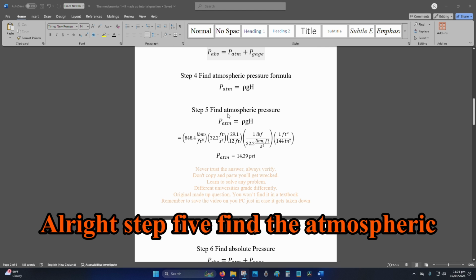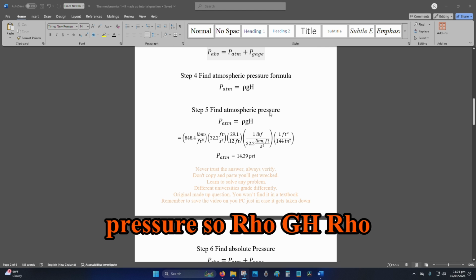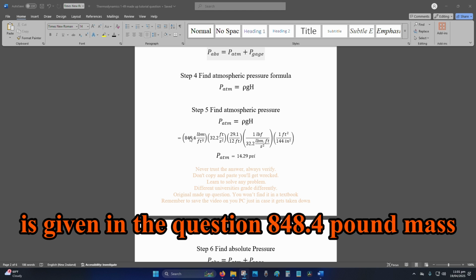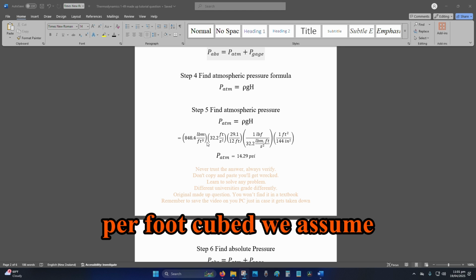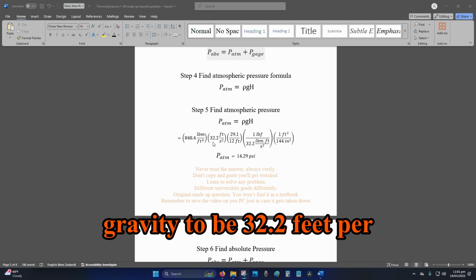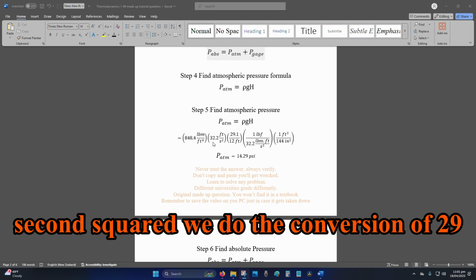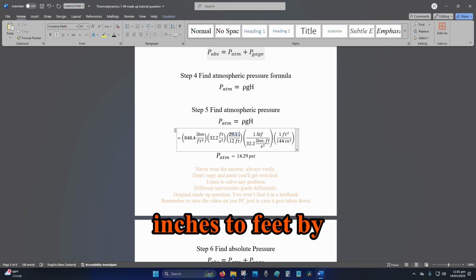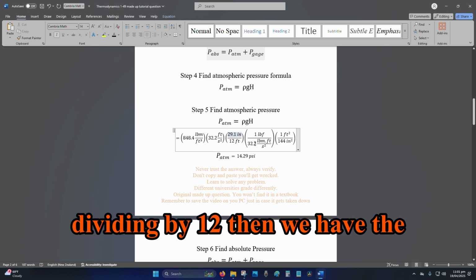Alright, step 5, find the atmospheric pressure. So rho g h, rho is given in the question, 848.4 pound mass per foot cubed. We assume gravity to be 32.2 feet per second squared. We do the conversion of 29 inches to feet by dividing by 12.